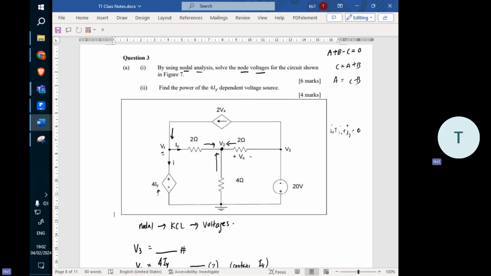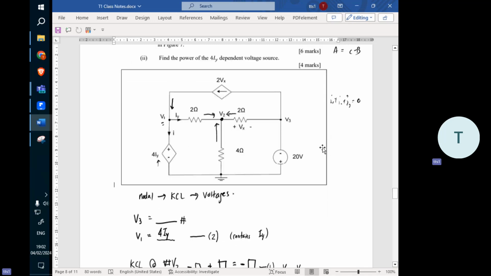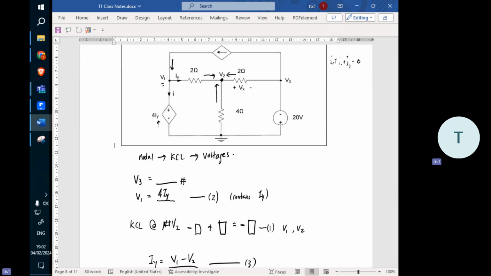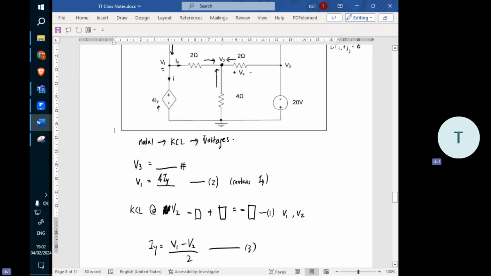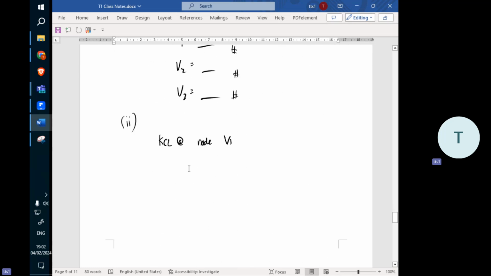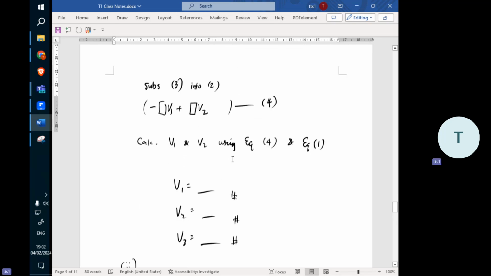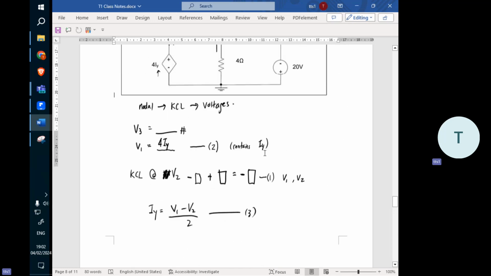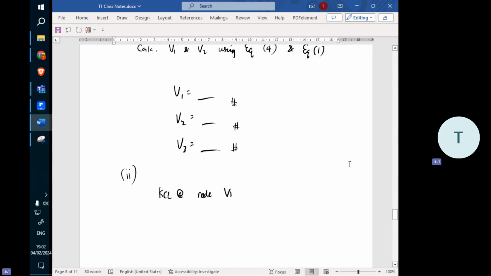So this is node 2. I made a correction just now. This actually should be 2, not 2 here. So when you try to find the IY, the 4IY, because part 2 is 4IY, you need to use KCL at node 1.